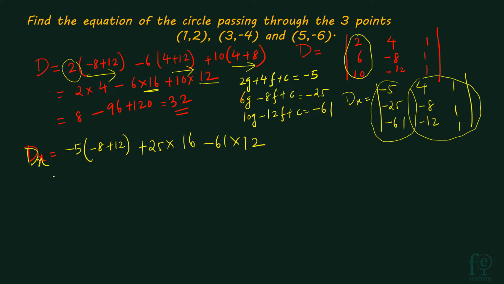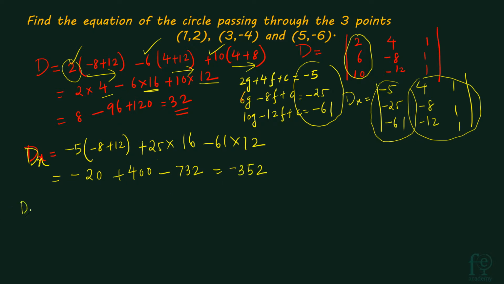Okay. So you can remember dx will be very much similar to d, only these three terms will be replaced by the new terms which are the constants of the three equations. So 2 will be replaced by minus 5, minus 6 will be replaced by plus 25 and plus 10 will be replaced by minus 61. So all these terms you can write down as such. So minus 5 into 4 which gives you minus 20, plus 25 into 16 will be giving you 400, and minus 61 into 12 will be giving you 732. So minus 20 plus 400 minus 732 which gives you minus 352.